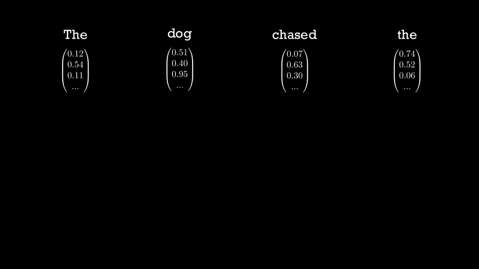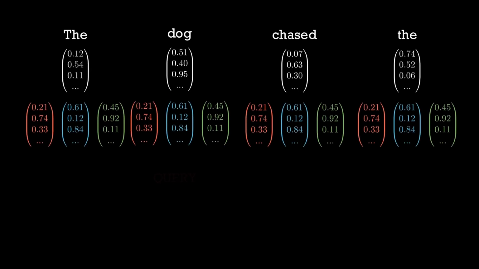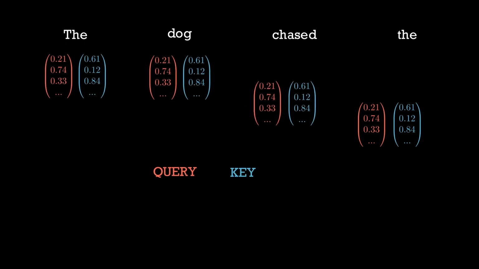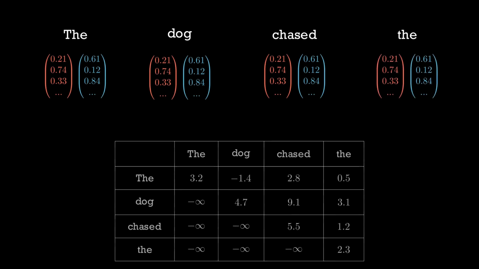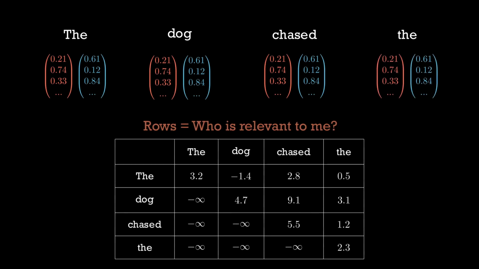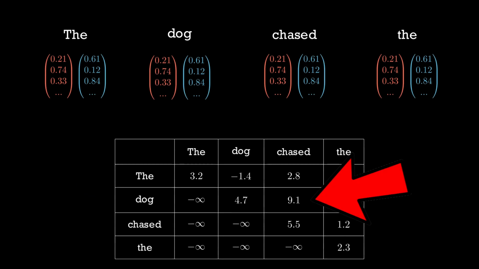In order to use attention, each word vector is transformed into 3 more special vectors, which are the query, key, and the value vector. Using the key and query vectors, we could create an attention table, where rows are queries, where each word asks who is relevant to me, and columns are keys, where each word offers its info. For example, chased has a high value with dog because chased describes what the dog is doing.